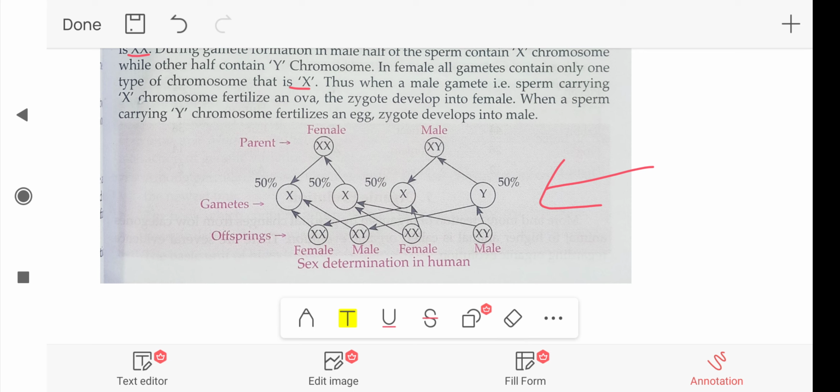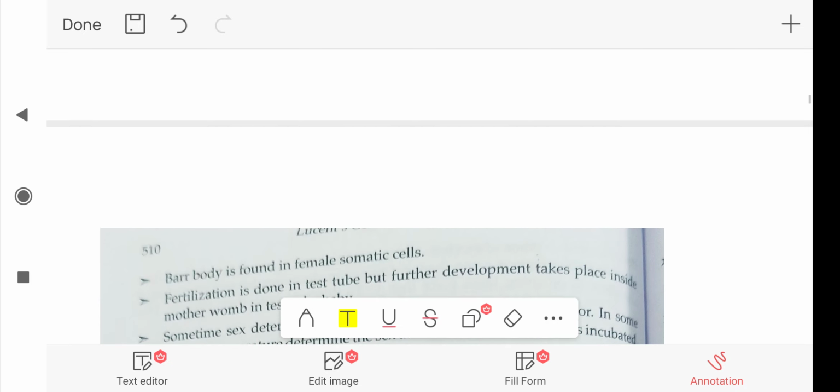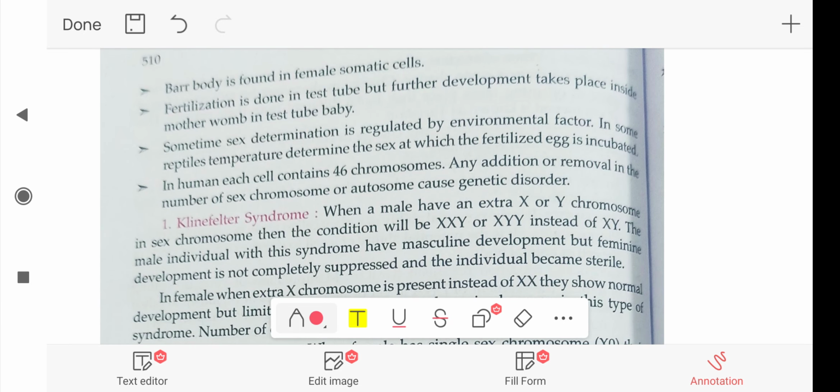They are parents, and when the X chromosome of female and the X chromosome of male fertilize, we get XX chromosome and that turns into a female. And when the X chromosome of female fertilizes with the Y chromosome of male, then we get male. So this is how sex is determined in human beings, and it is totally dependent on the male what will be the offspring. Next, Barr body is found in female somatic cells.